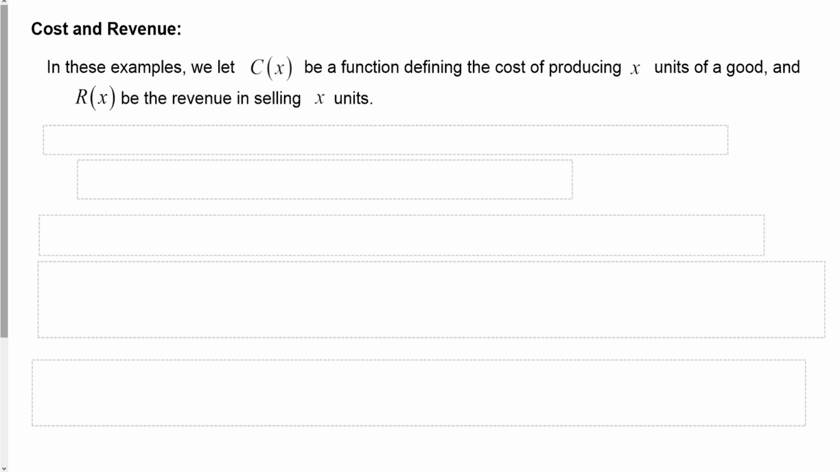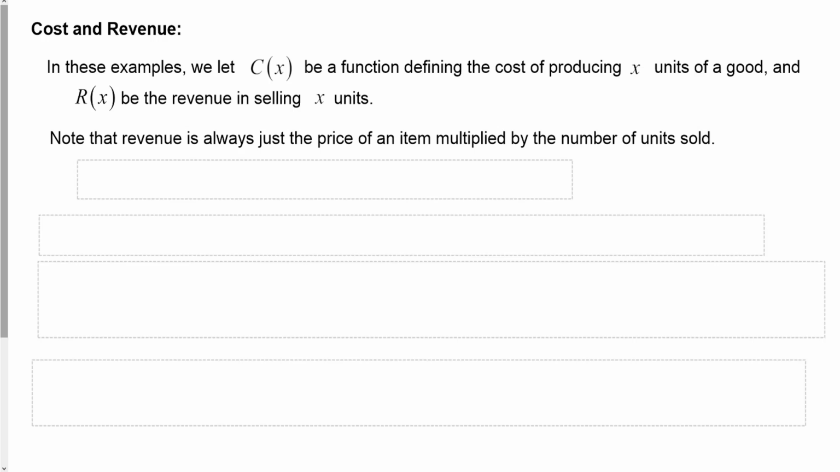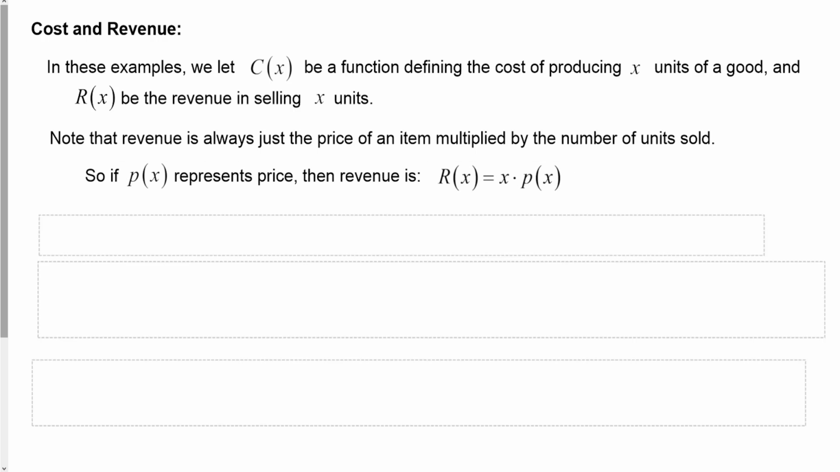All right, another example, cost and revenue. In these examples, we let c of x be a function defining the cost of producing x units of a good, and r of x be the revenue in selling x units. So revenue is pretty simple the way we calculate things. It's just the price of the item multiplied by the number of items sold. So if p of x represents the price, and the price can vary, then the revenue is r of x equals x, the number of items sold, times the price.